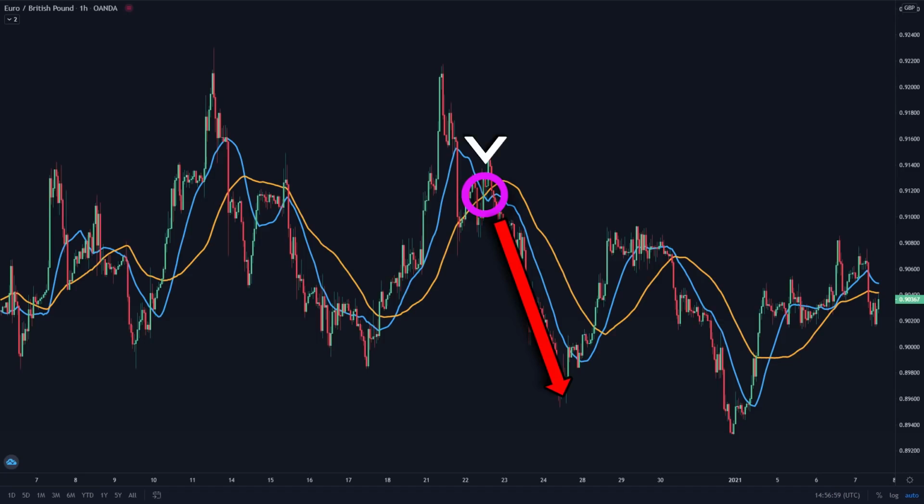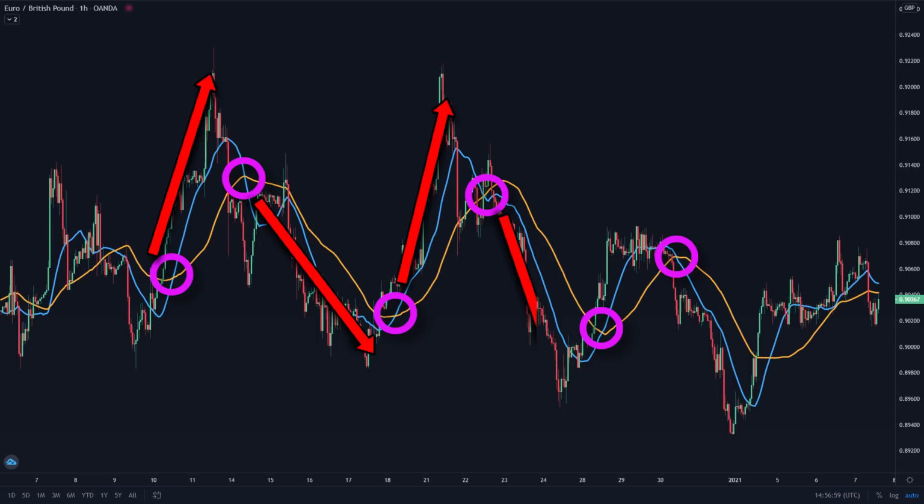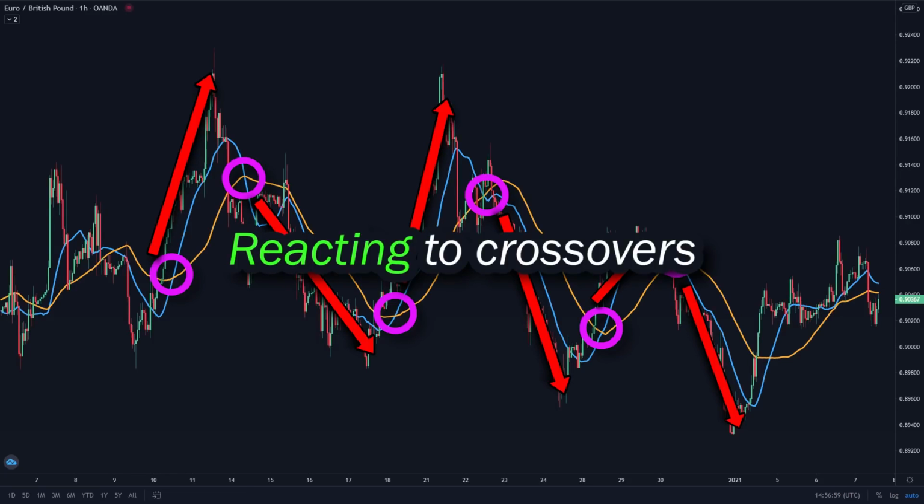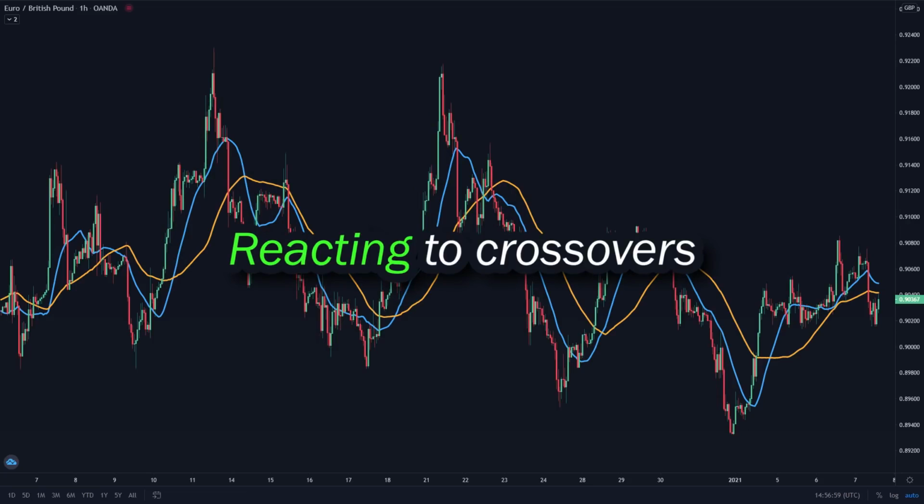This has actually happened multiple times in this chart. Every time the moving average crosses over, the market tends to follow that same direction. And so now we know that this market has a history of following the crossover. So I will confidently trade the crossover strategy on this market.